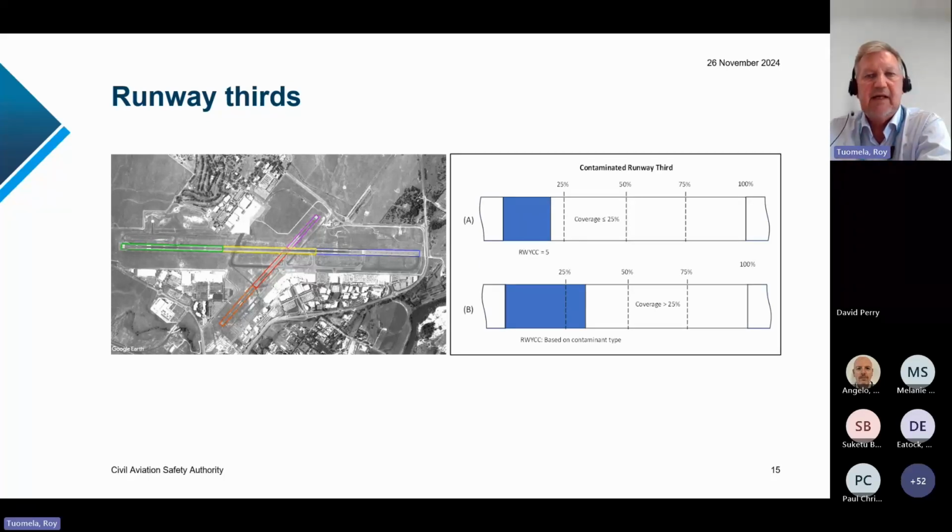Now, we do say if in doubt, over-report instead of under-report, but it's important to give the pilot the best representation of the runway surface to enable them to make those critical decisions for taking off and landing in particular. Are there any questions on what the runway third is or how to report the runway thirds in terms of the percentages?